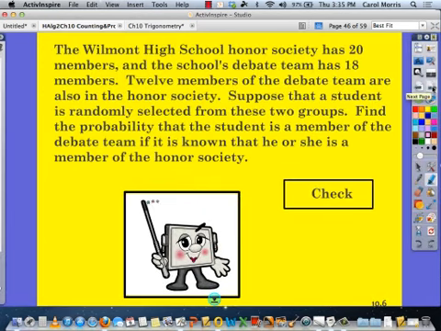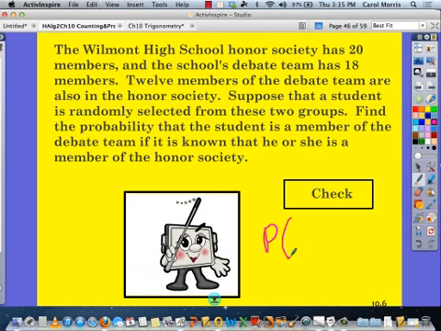The high school honor society has 20 members. The school's debate team has 18 members. But 12 members of the debate team are also in the honor society. Suppose that a student is randomly selected from these two groups. Find the probability the student is a member of the debate team if it is known that he or she is a member of the honor society. So with our new notation, we're thinking probability of debate, given they are a member of the honor society.